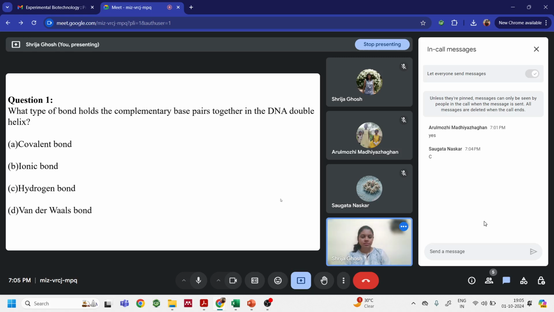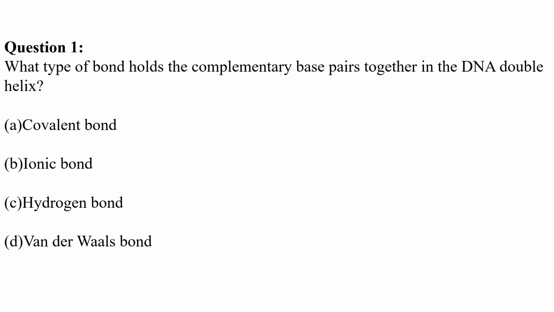I'm waiting for the other person to answer as well. Okay, so both of you agree with option C, that is hydrogen bond, that is the correct answer. As you must know, DNA generally is present in a double helical structure. It is a double stranded molecule. What do you mean by double strand? That means it has two strands that are complementary to each other.